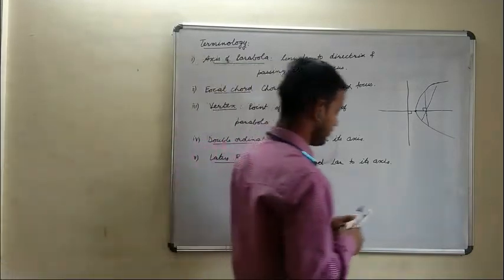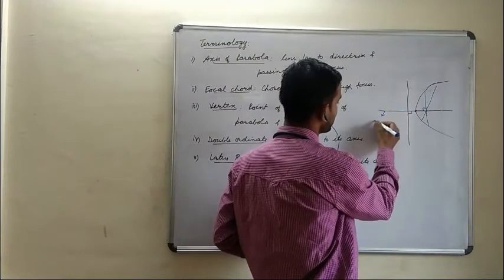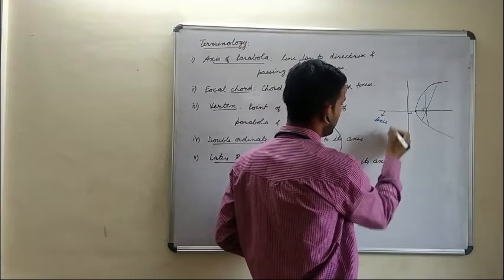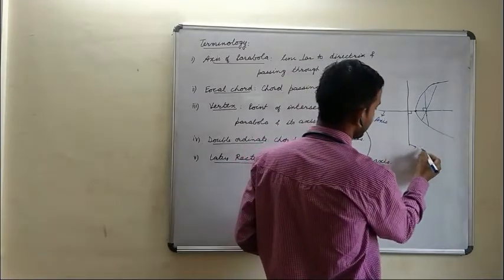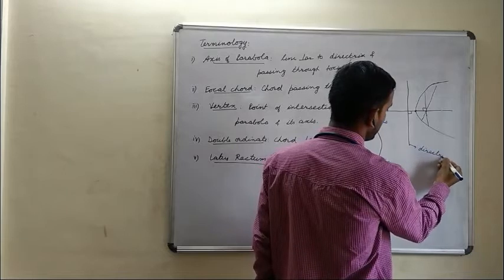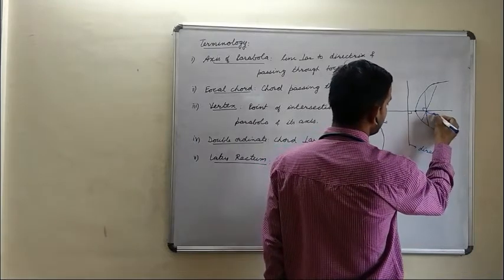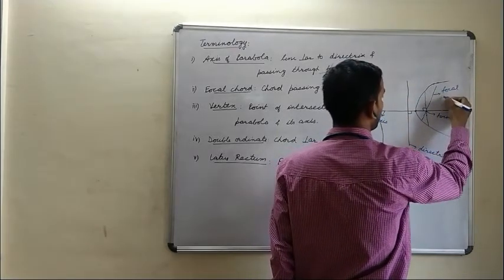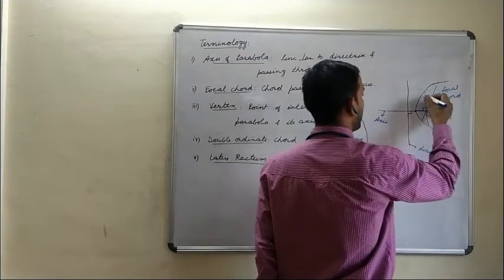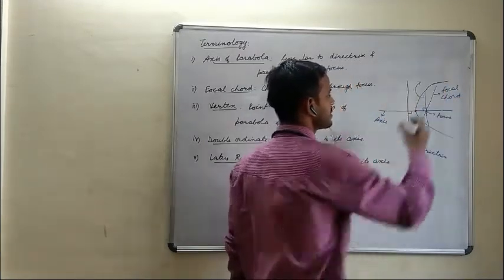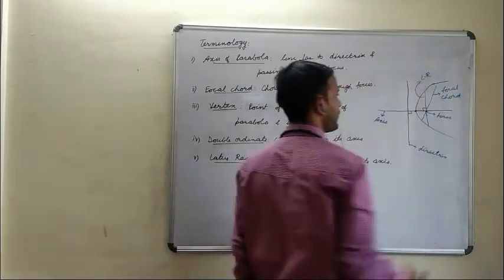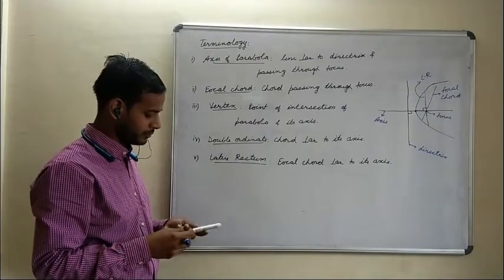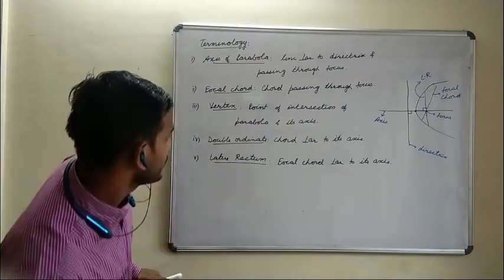So in our diagram, this is axis, this is directrix, this is focus, this is focal chord, and this blue line is latus rectum. Okay. Now let us derive the equation of parabola.